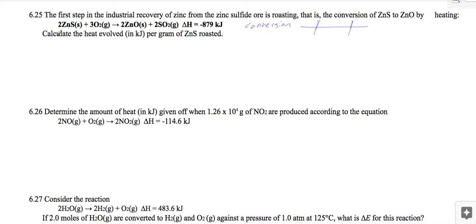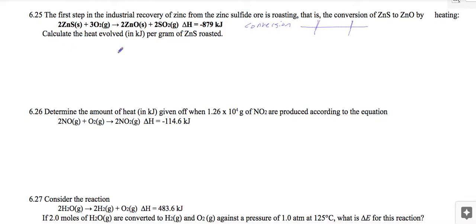So keep that in mind. All right, so reading through this problem, the first step in industrial recovery of zinc. So we're looking for zinc at the end. We take zinc sulfide and then we roast it and get zinc oxide. So we start with zinc sulfide and get our zinc oxide, and we end up with this reaction here.